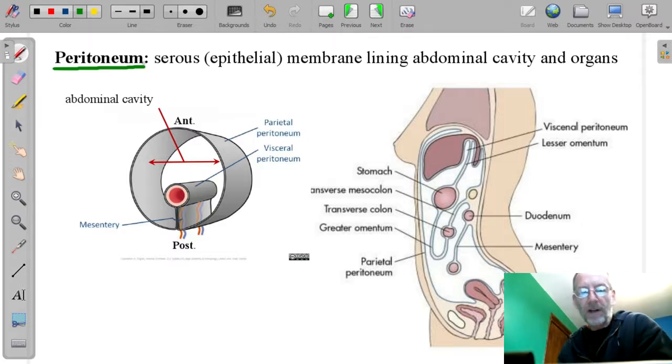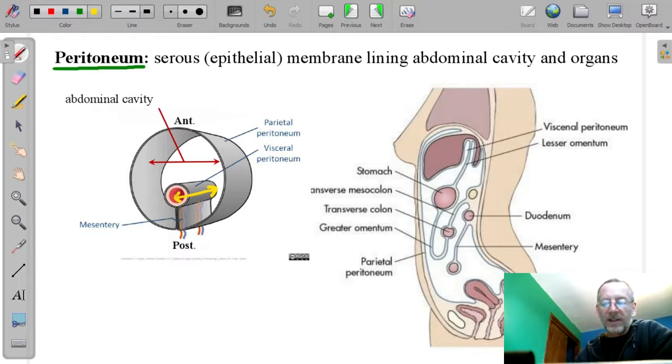So the peritoneum, it's a serous epithelial membrane that is lining the abdominal cavity and the organs. So it lines the walls. This is the peritoneum and the cavity, or the organs. The figure on the left is sort of an artist's idea of what's basically going on. The circle is representing the abdominal cavity, and running through the abdominal cavity is the intestines. They've just drawn that as a long tube.